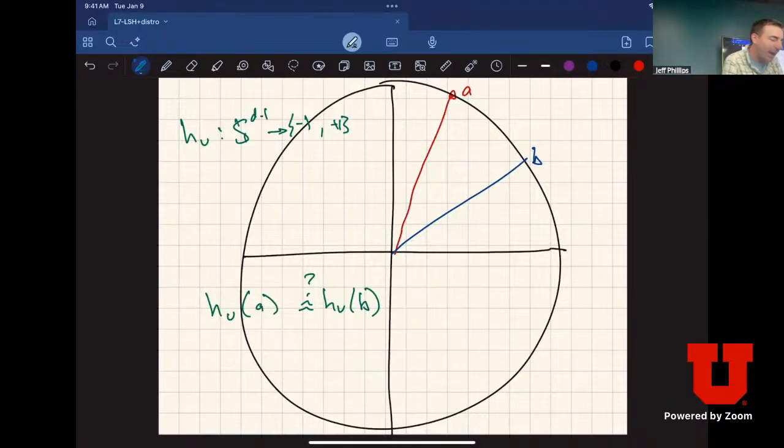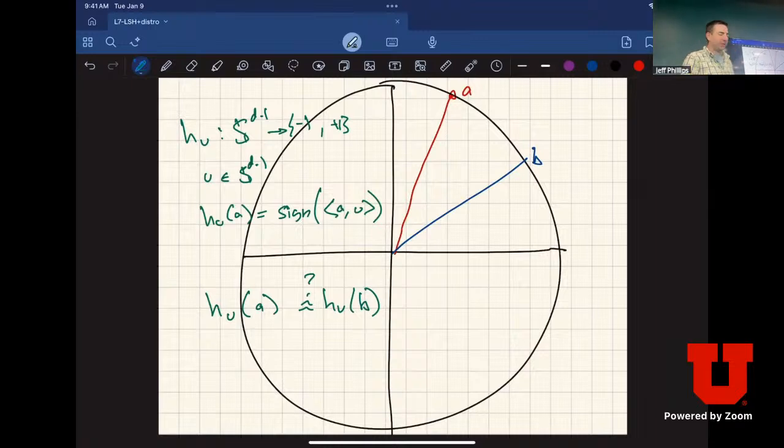And it's going to depend on u, which is going to be also a vector in S^(d-1). Okay, and the hash function, so h_u(a) is going to be the sign of the inner product of a with u.